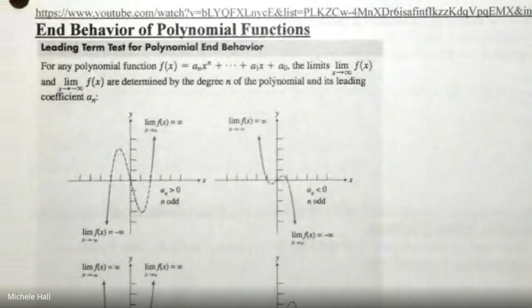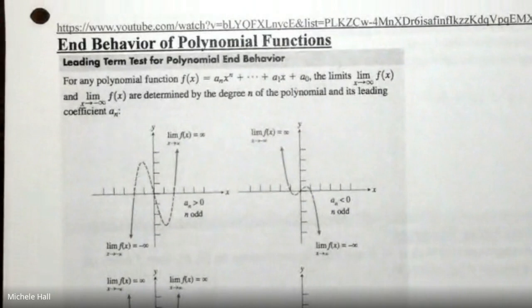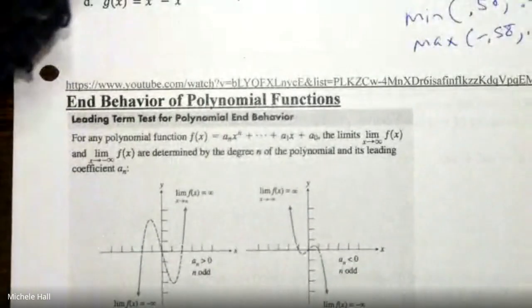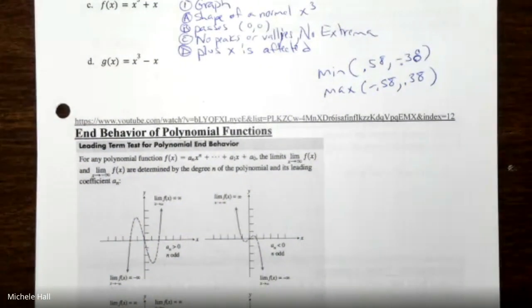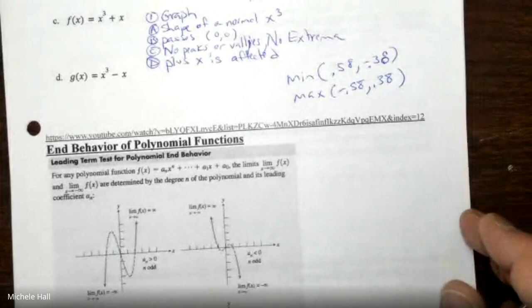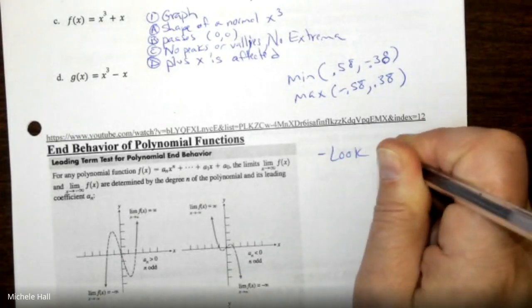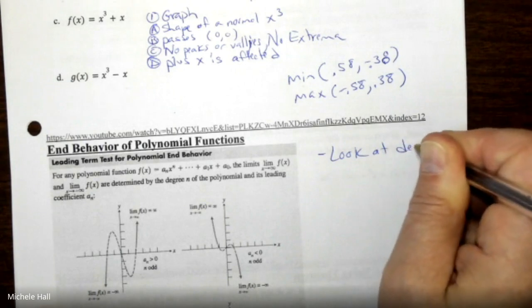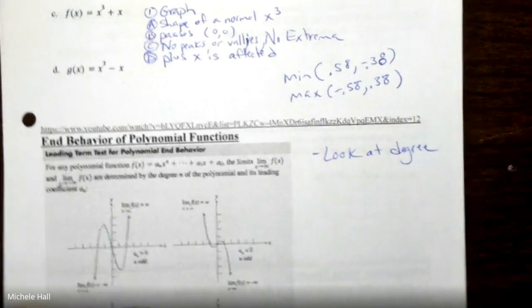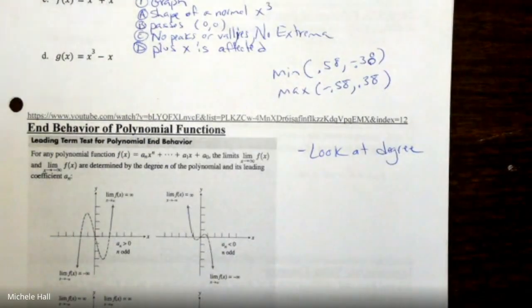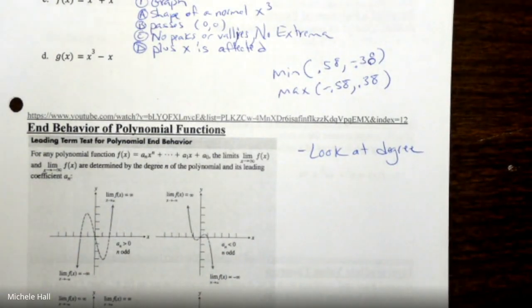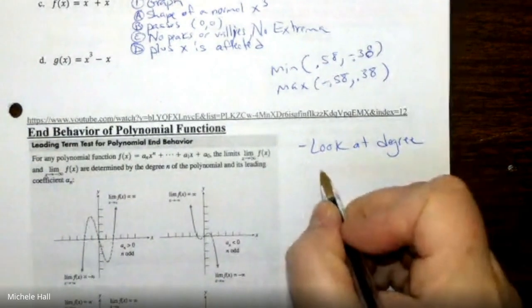Let's go down to the next part where you're looking at the end behavior of a polynomial function. So this was something that we did in Algebra 2 as well. The first thing that you want to look at is the degree. Don't be tricked. If the polynomial is not going from least to greatest, you need to find the highest degree. The next thing you want to look at is whether it's even or odd.